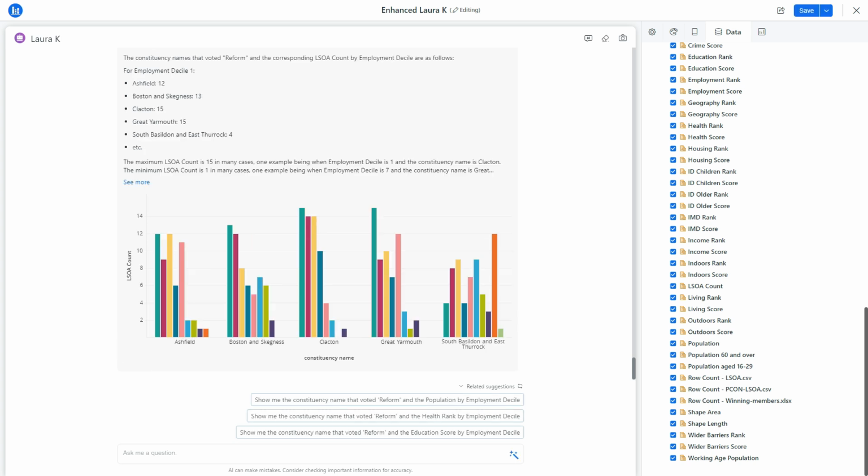So you've got a slightly mixed picture there, in as much as this constituency, South Basildon and East Thurrock, is very close to London. Therefore, there's good access to employment. But when it comes to the other areas, Great Yarmouth, Clacton, Boston, Skegness, they're mostly on the east coast of the UK. Ashfield is not far from Leeds, and again, quite an isolated area. And pretty much apart from South Basildon, all the distribution is in the lower deciles for the employment LSOA.